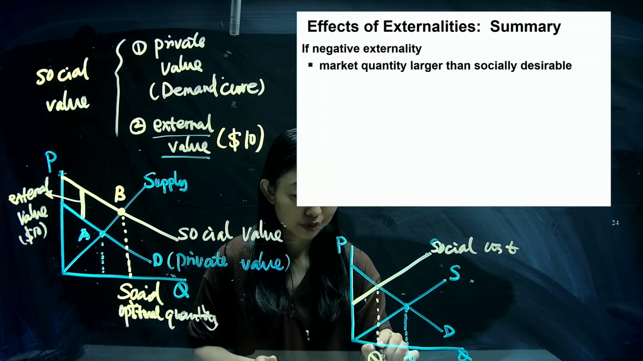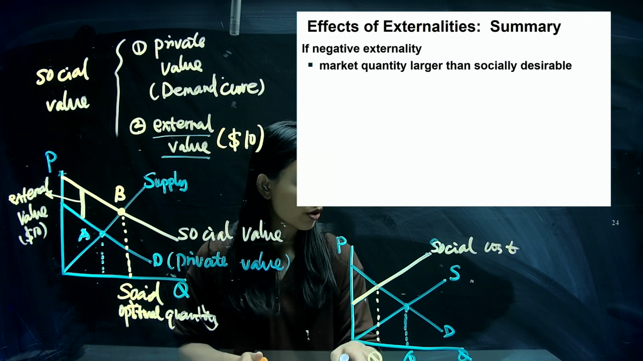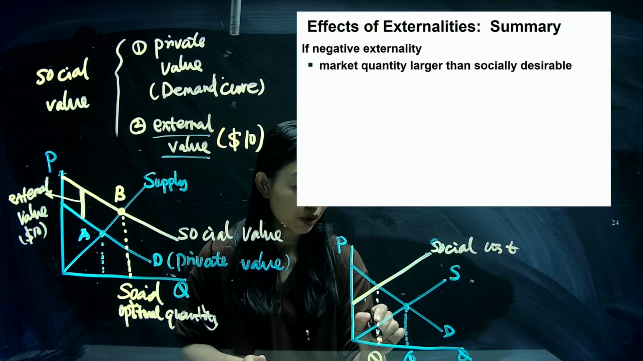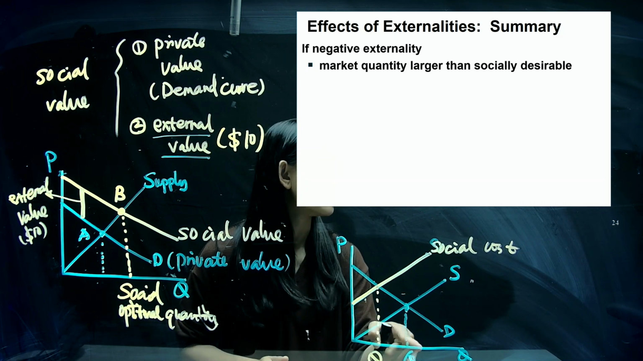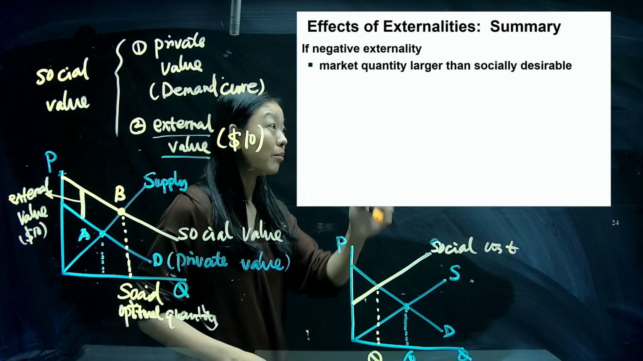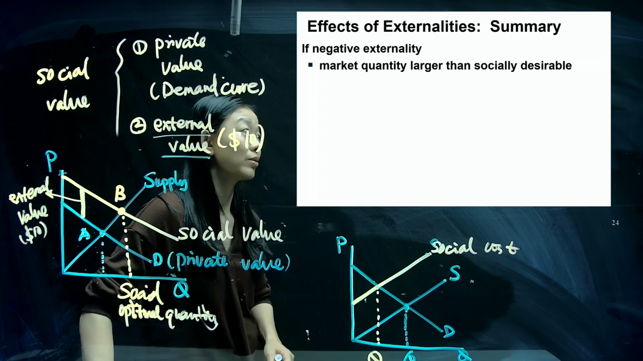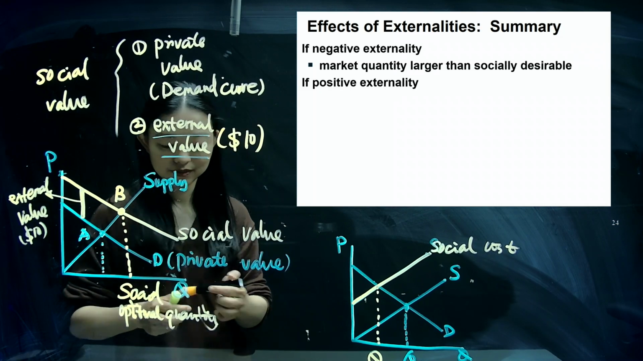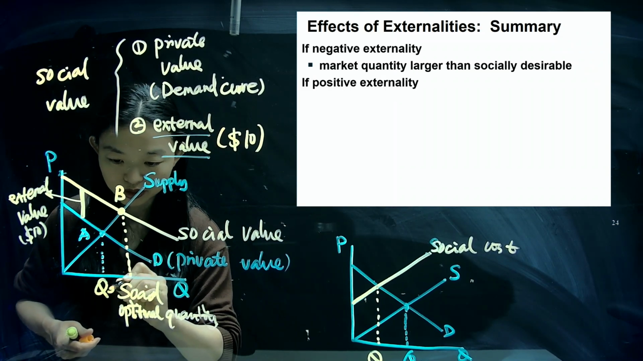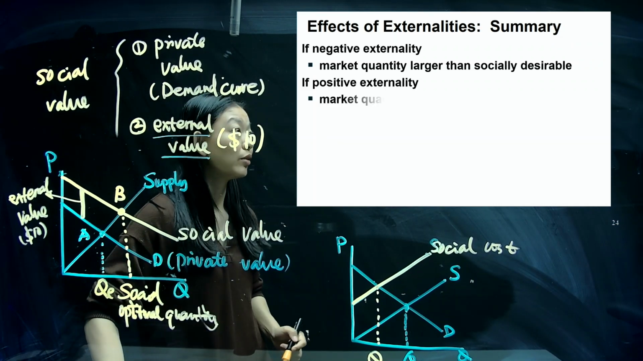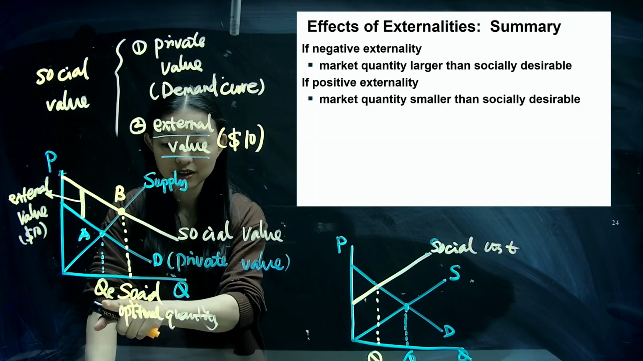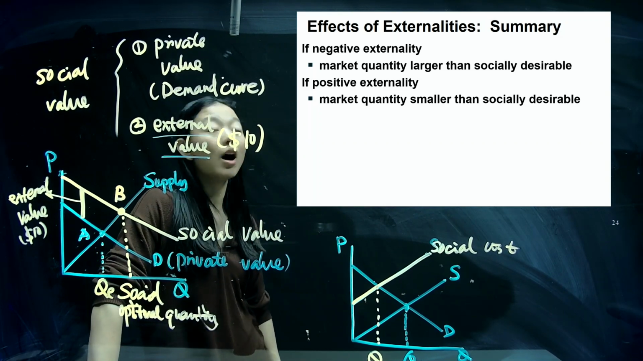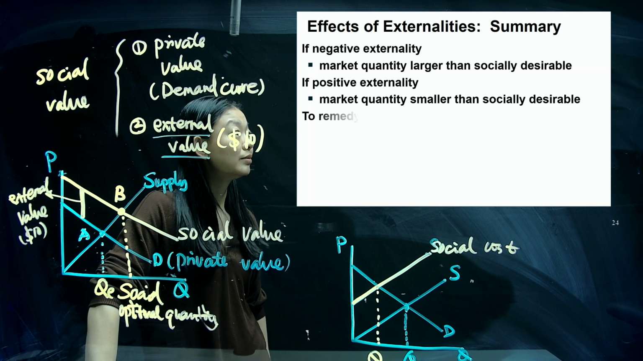I put the Q optimum. The social optimum quantity is smaller than the market equilibrium quantity. So this is what we say: the market quantity is larger than socially desirable. If a positive externality exists, this is the market equilibrium quantity. You can see the market quantity here is smaller than the social optimum quantity.